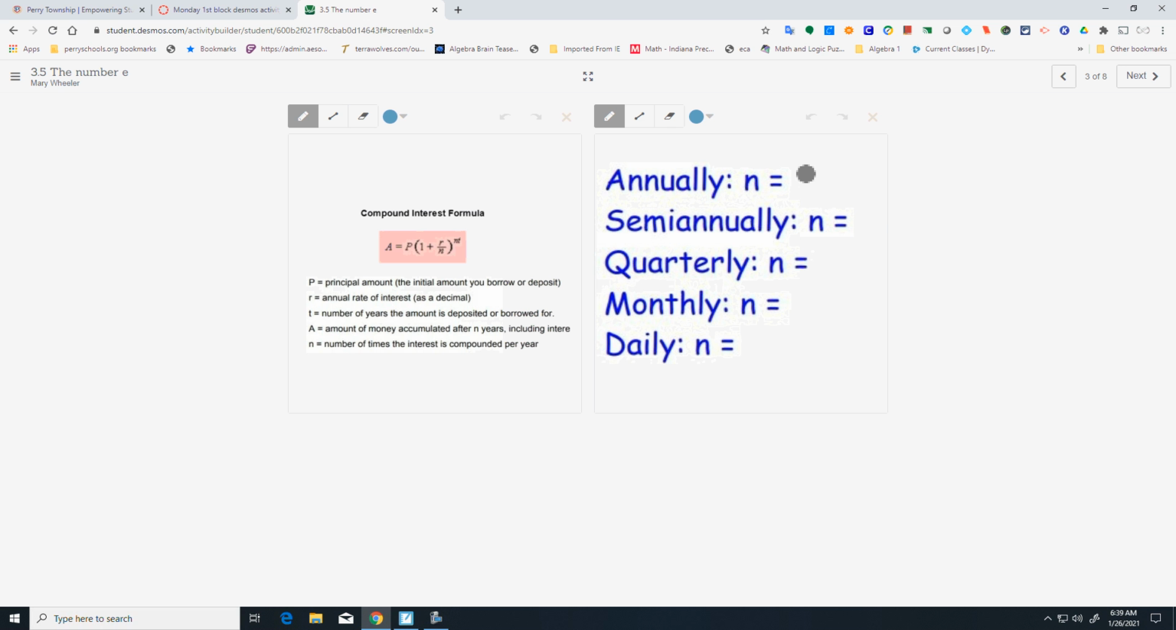So if it's annually, the money that you make is put back in there, and then you start making interest on your interest. Semi-annually, the interest that you make is put in twice a year. So every 6 months, that interest is thrown in on your principal, and you start making interest on that. Quarterly would be 4, monthly is 12, and daily is 360. They assume each month has 30 days. 30 times 12 is 360.